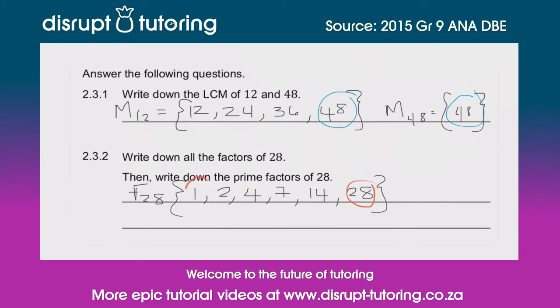And now, guys, a quick way to check that you've got them all is if you take this one here and this one here, and we times them together, we get 28. 2 times 14 is 28, and 4 times 7 is 28. So it looks like we're good. It looks like we've got all of the factors that are important.